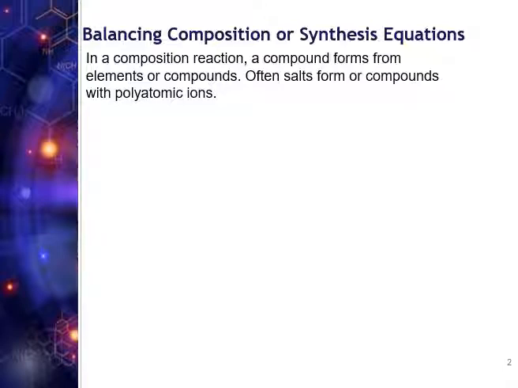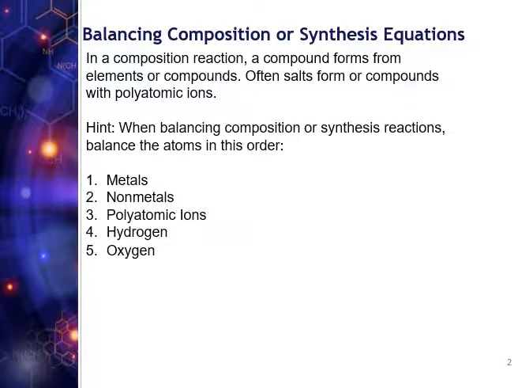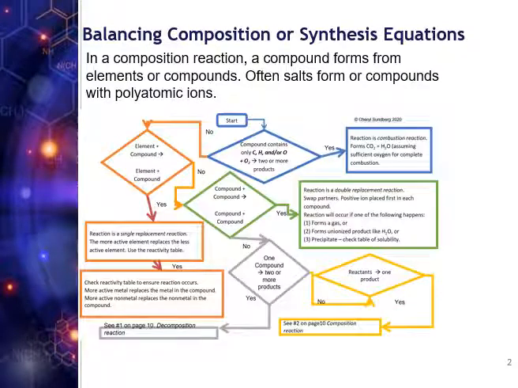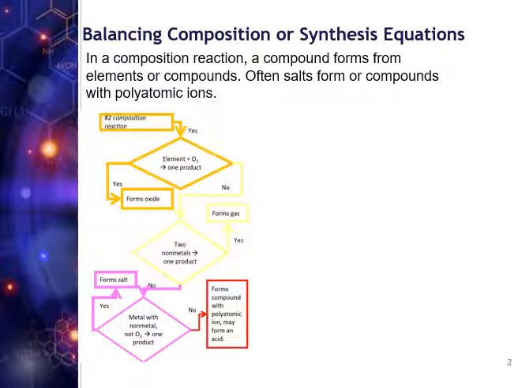Often salts form, or compounds with polyatomic ions. When balancing composition or synthesis reactions, in general balance the atoms: metals first, then nonmetals, polyatomic ions, hydrogen next to last, and oxygen last. We're right here. When you see a composition reaction, you have no plus sign on the right side of the arrow.